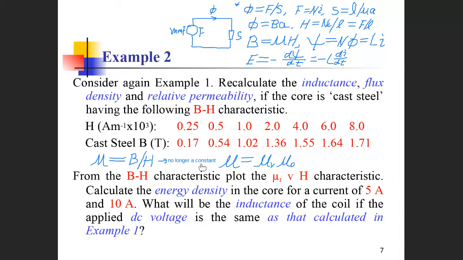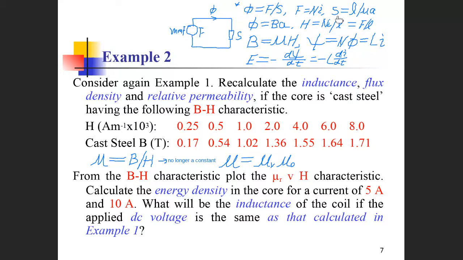So the key is that for magnetic materials, mu equal to B over H is no longer a constant. That makes the calculation slightly complicated, because when you change the current, H changes, B changes, and mu also changes. So the calculations with the magnetic laws are slightly different, because mu is changed. For each step with a different I, you have to determine the mu.